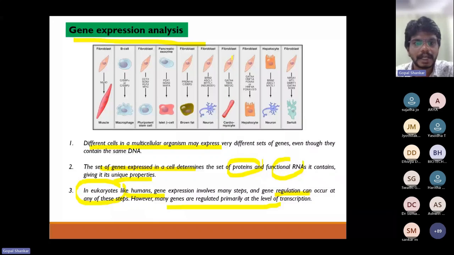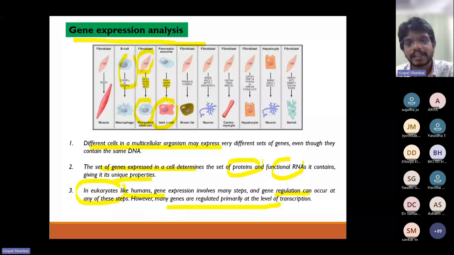For example, you see here, for a B cell to become a macrophage, or a fibroblast to become a pluripotent stem cell, these four factors are essential. Similarly, for the pancreatic exocrine cell to develop into an islet cell, these three factors are essential. So there is a specific set of genes that are very unique for these cells.